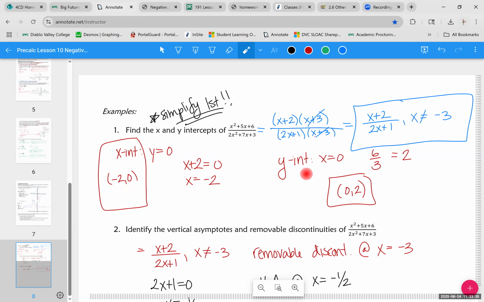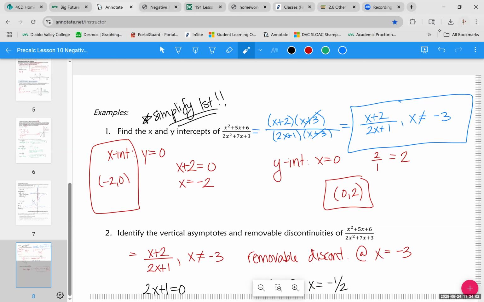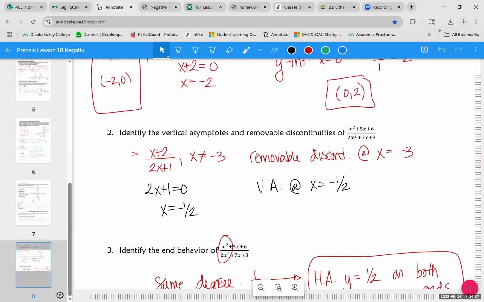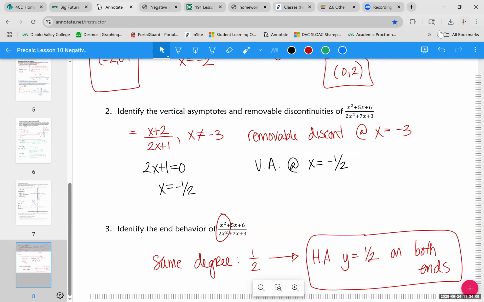And then for my y-intercept, I set x equal to 0, which was either 6 over 3, or in this case, I guess it probably would have been better for me to do, sorry, trying to erase, which is not working. I would have gotten 2 over 1, which is 2. So my y-intercept is (0, 2). So if I were to be graphing this, I could already start by putting these 2 points on the graph. Now I'm trying to find the vertical asymptotes and the holes, or removable discontinuities.